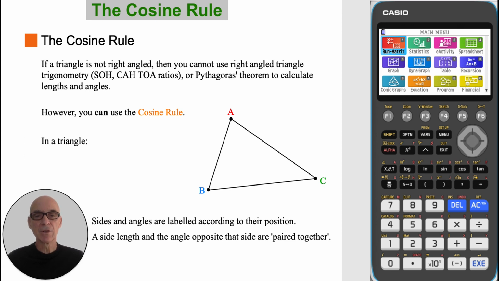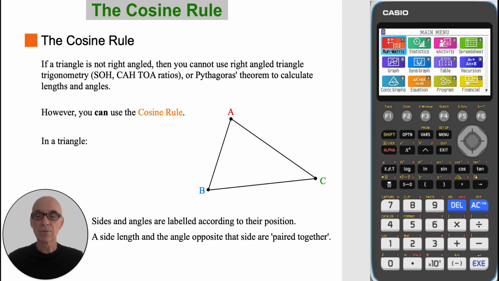If a triangle is not right-angled, then you cannot use right-angled triangle trigonometry, that's the SOH-CAH-TOA ratios, or Pythagoras' theorem to calculate lengths and angles. However, you can use the cosine rule.